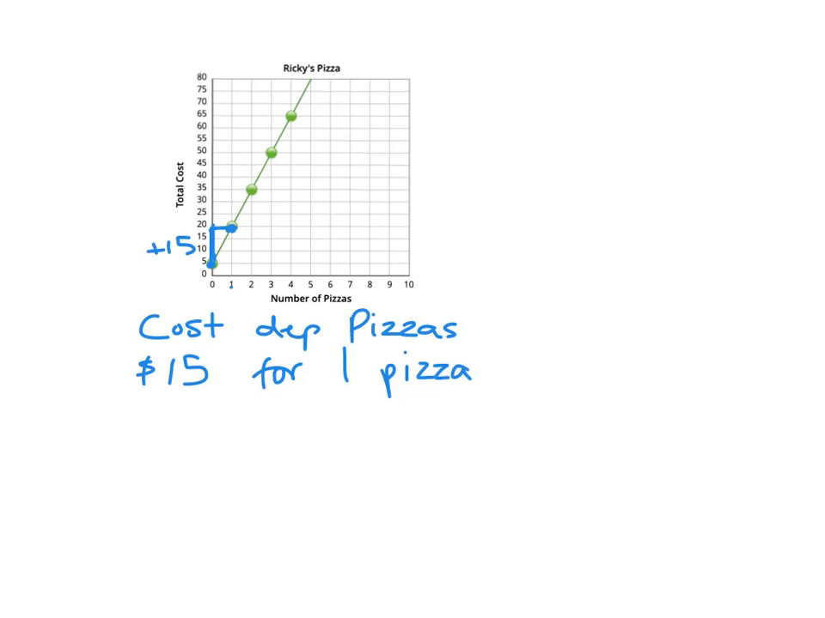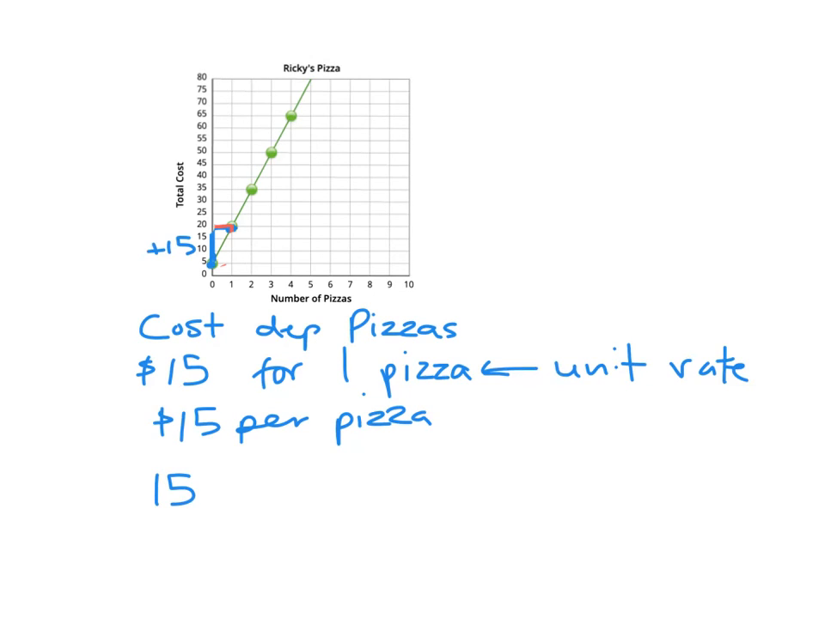It's really tempting to look at a graph and just say, I find the unit rate by looking for 1, and that would be 20. And you would be wrong if you did that. So we don't want to be lazy. We have to find the unit rate by looking at how it changes. So this is our unit rate. $15 per pizza. So when I write my equation, it'll be $15 times the number of pizzas.